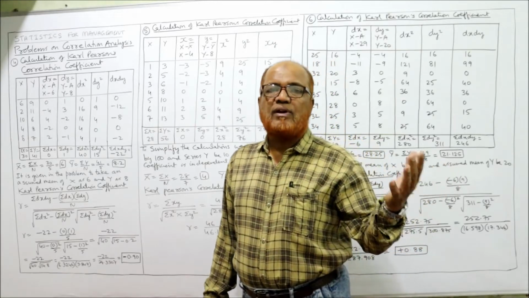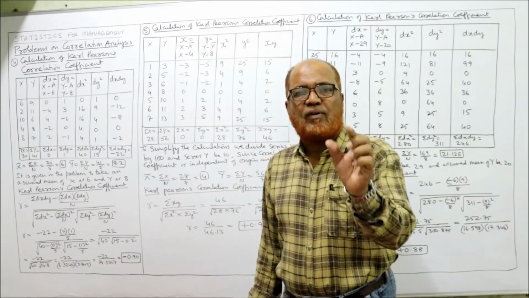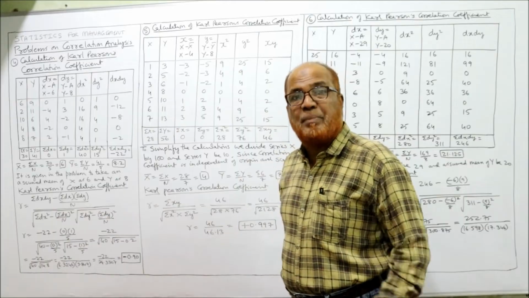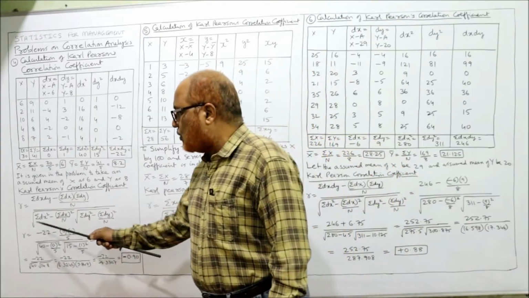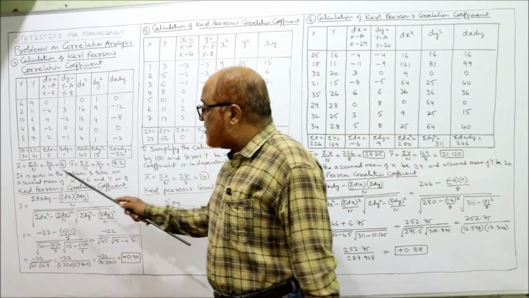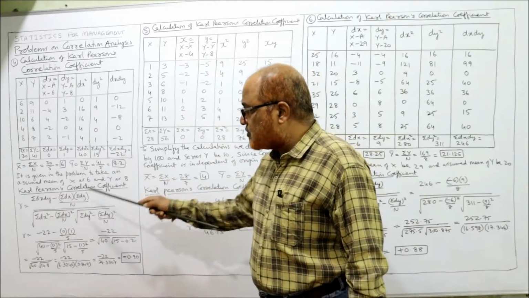In the last video, we have taken the deviations from actual mean. The formula was very small. Here the formula is a bigger one. Now r is equal to summation dx dy. How much is summation dx dy? Minus 22. Substitute the value.